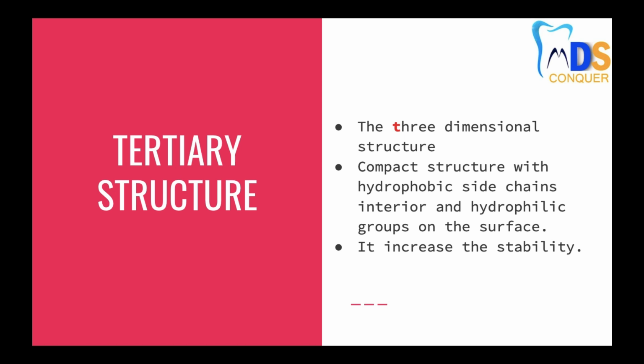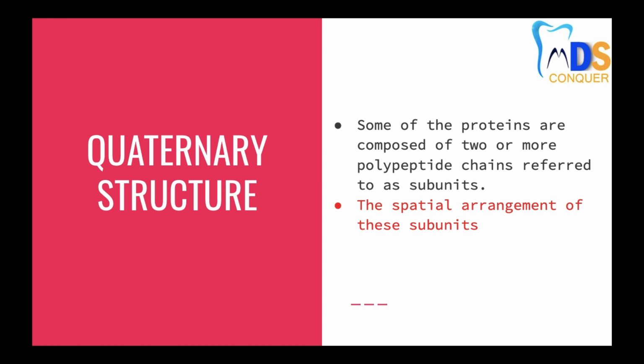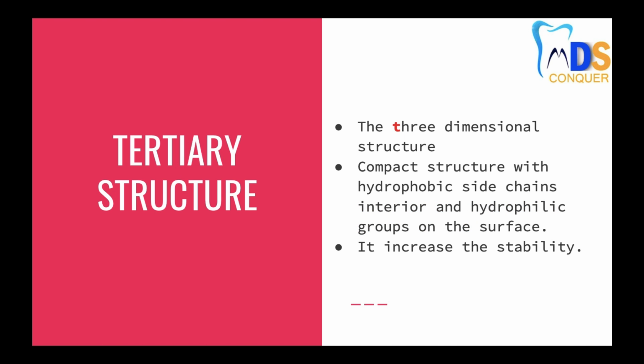So coming to the tertiary, you can remember it with ST and T, that is 3-dimensional structure, the compact structure with the hydrophobic side chains present inside and hydrophilic ones present on the surface. So if you take a tertiary structure of a protein, you will have hydrophobic inside and hydrophilic on the surface. The main function of this tertiary structure of a protein is to increase the stability of the protein. Before going to the quaternary, there are some bonds which play a vital role in maintaining the stability of this tertiary structure of the protein.